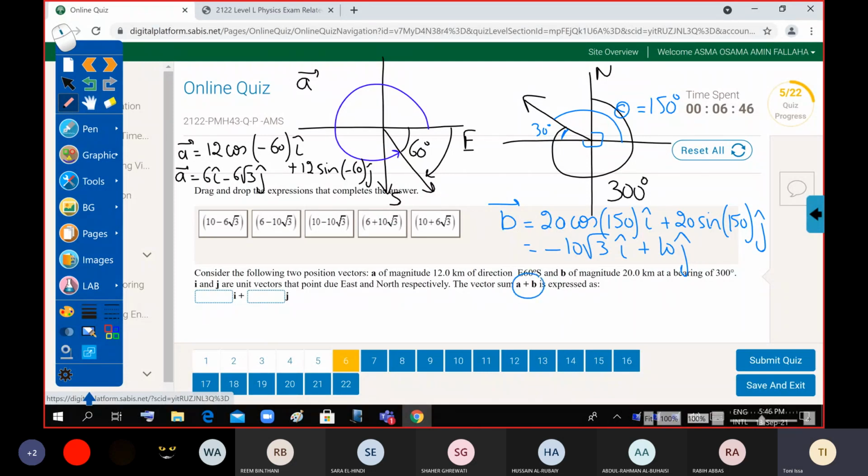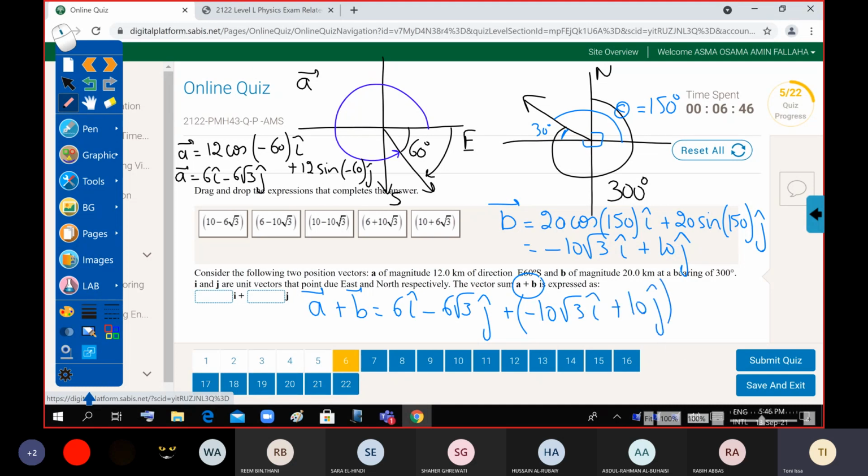They want A plus B. So now I put them. Pay attention. Here A plus B, simply you put them like this: 6i minus 6 radical 3j plus B, put the plus if you want and open the whole parentheses, minus 10 radical 3i plus 10j.